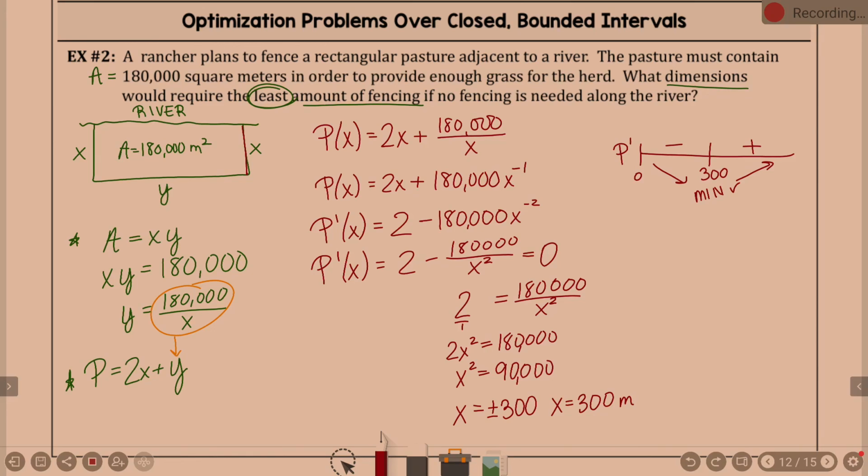Okay? So, what are my dimensions? Use one of these, right? Either use this guy or that guy. If x is 300, then y is 600. And so my dimensions are 300 meters by 600 meters.